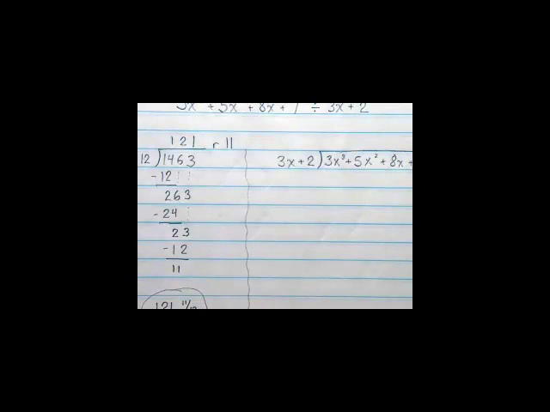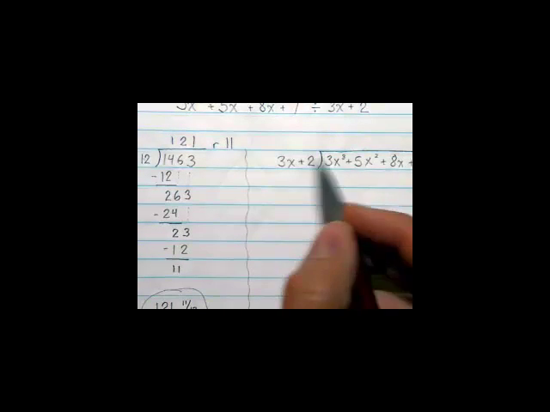Okay, so the process starts out the same. You ask yourself, how many times does 3x, and you start with the first term, just like you started with the first digit over here. How many times does 3x go into 3x to the third? Or, what might be a better question in this sense is, what do I multiply 3x by to get 3x to the third? X squared. Okay. So I'm going to put an x squared on the top.